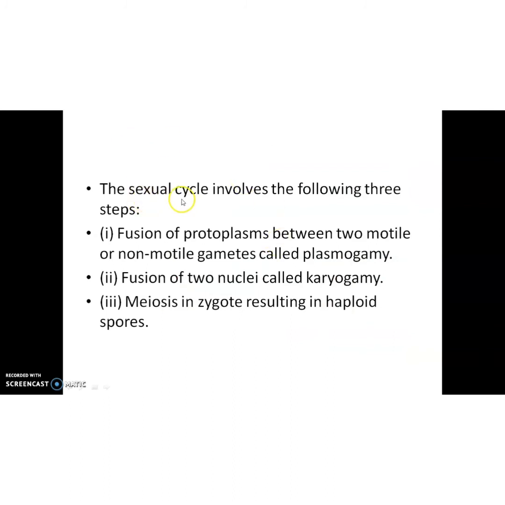Then the sexual cycle involves the following three steps. Which are they? The first one, fusion of protoplasm between two motile or non-motile gametes, called plasmogamy. What is plasmogamy? Fusion of protoplasm between two motile or non-motile gametes. Then fusion of nuclei, that is called karyogamy. Then the third step, meiosis and zygote resulting in haploid spores. Meiosis means reductional division. It's a type of cell division where reduction division happens. So which are the three steps of the sexual cycle? Yeah, fusion of protoplasm, that is plasmogamy, fusion of nuclei, that is karyogamy, then meiosis.